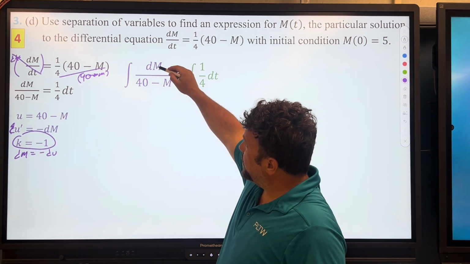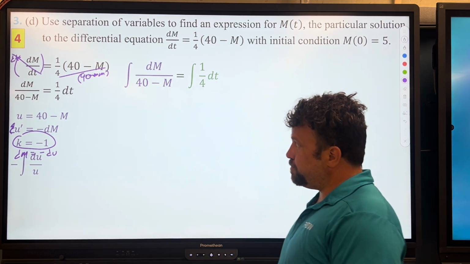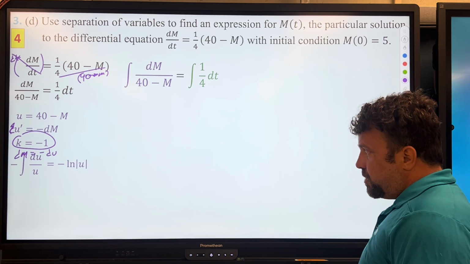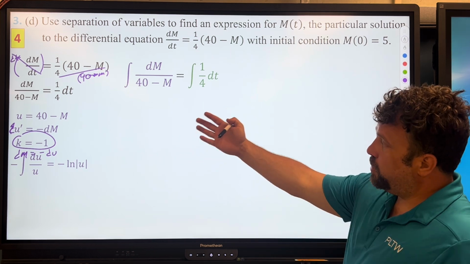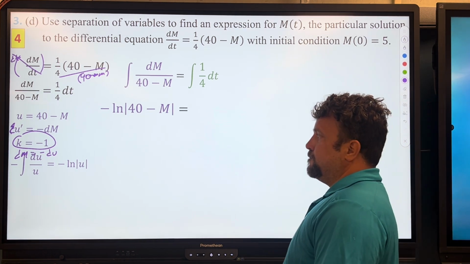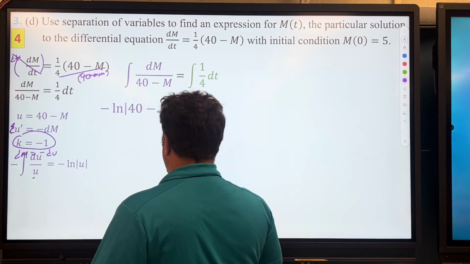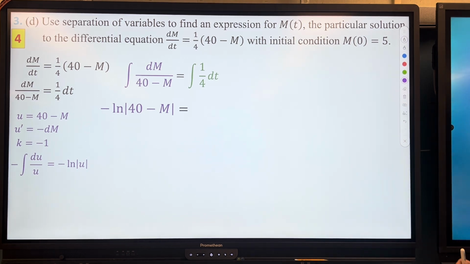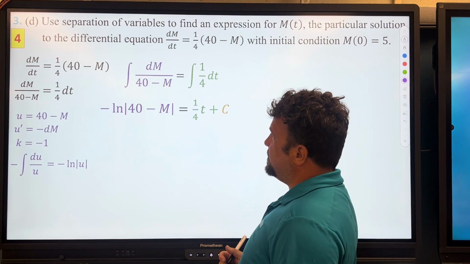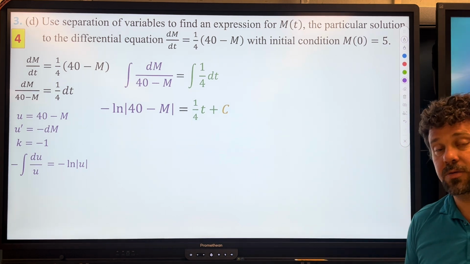So this dm becomes a negative du, so we're going to add a negative to the equation. It becomes the negative du over u, and the integral of that is just negative ln u. Plug your u back in, negative ln of 40 minus m. Integral of 1 over u is ln u, and the negative comes from our k. Go to delete some of that to get that off the board. Integral of 1/4 dt is simply 1/4 t plus c. Now I could have put the c on either side. I put it on the right just because that's where pretty much they always put it.